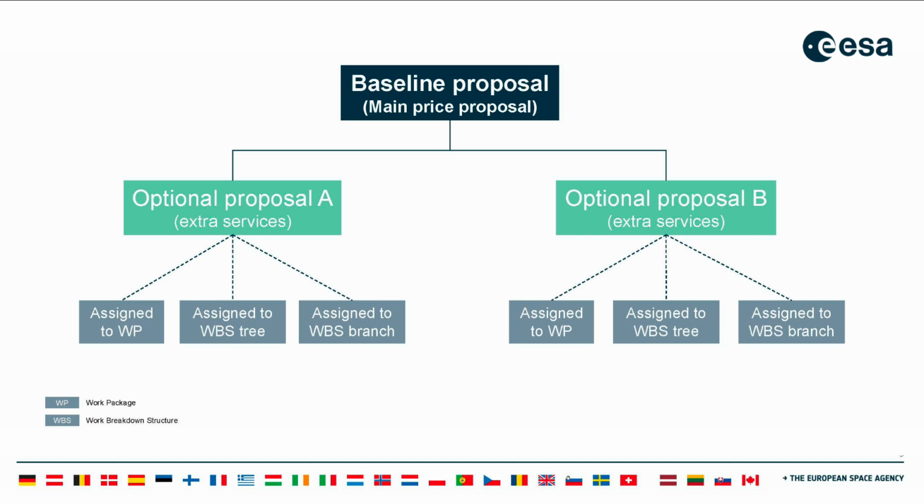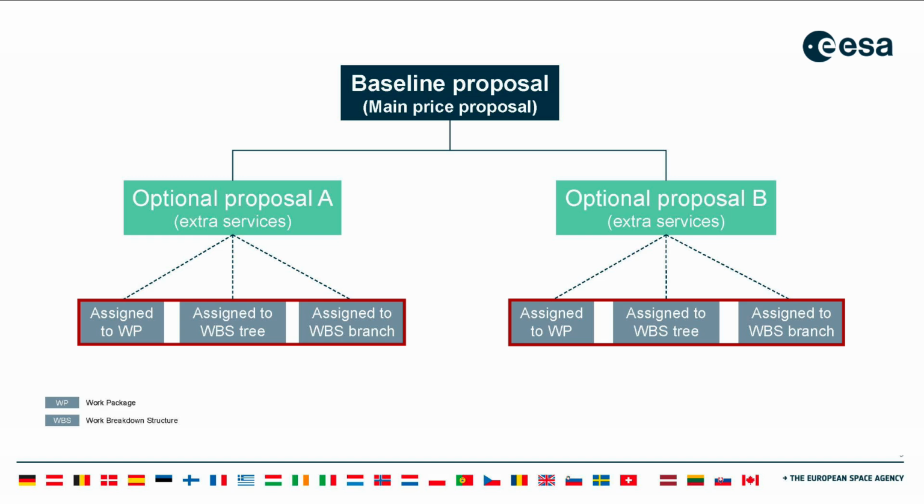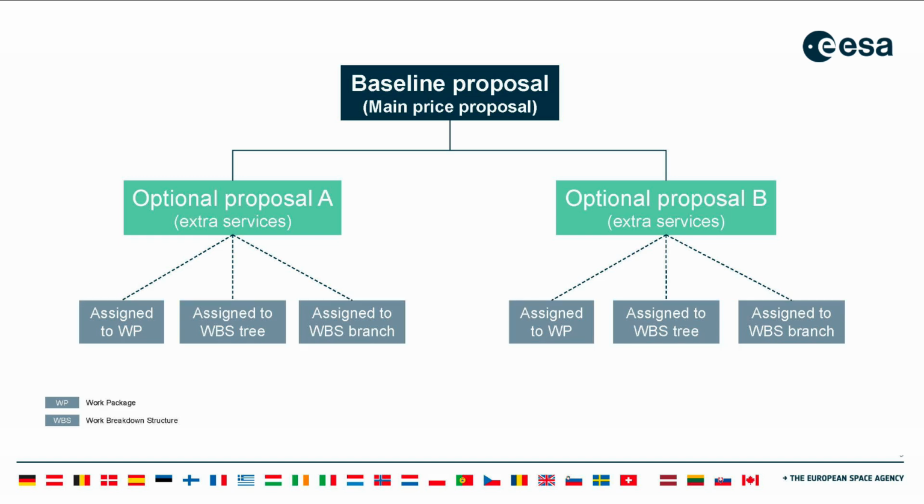In ECOS, you start by creating a single price proposal, known as the baseline proposal. You can then add one or more proposal options to this baseline, for example, to include optional extra services and their associated costs. You can assign an optional proposal to only one WP or one WBS tree or branch. In this video, we will show you how to assign an optional proposal to a WBS tree.